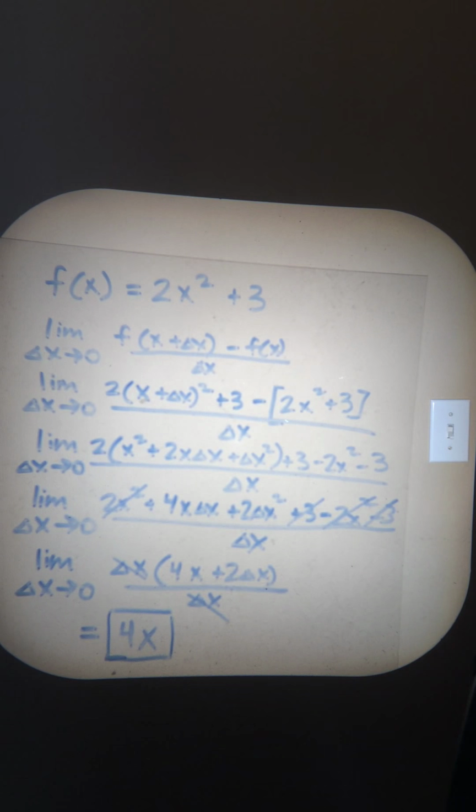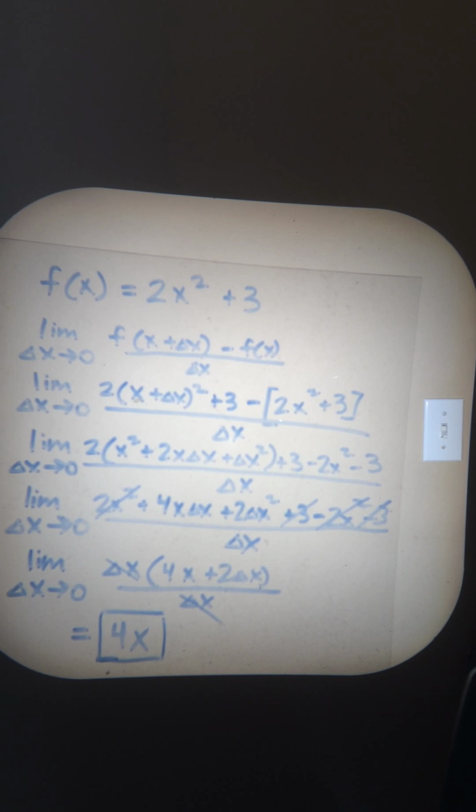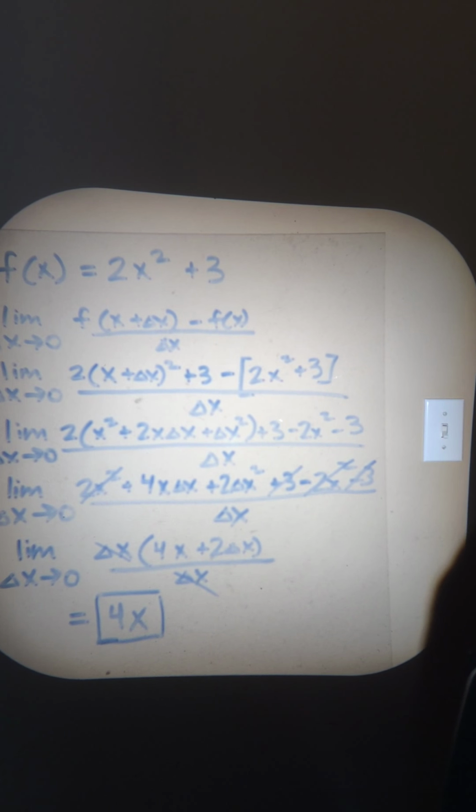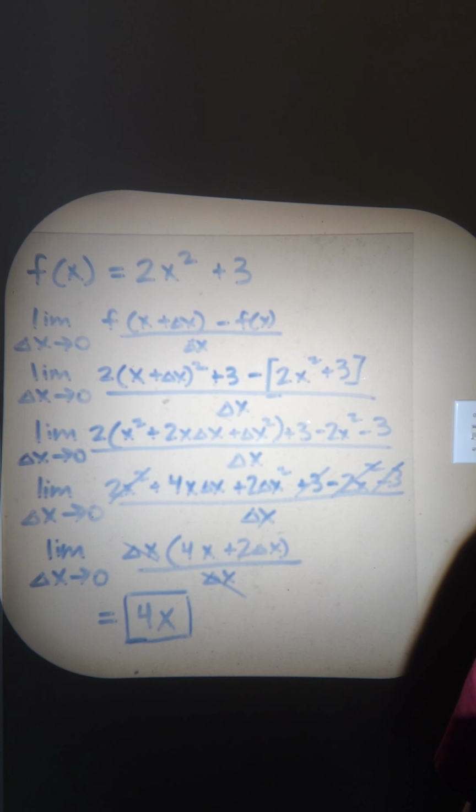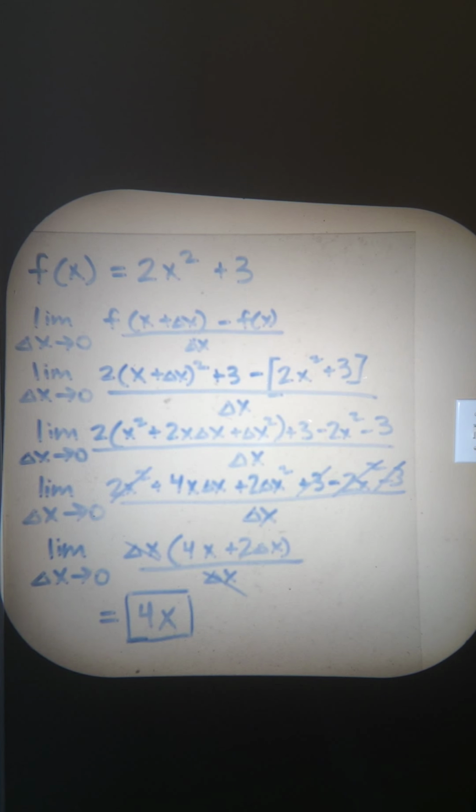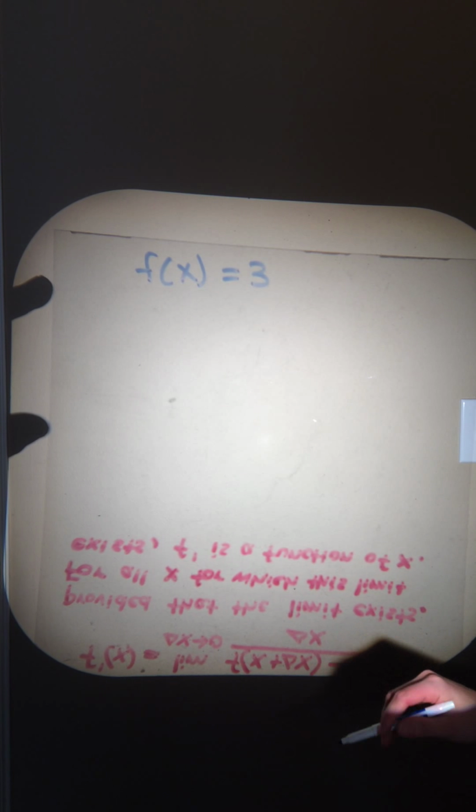Now we're going to take a look at one more example, which is, what if we have a constant? So what if we have f of x equals 3? If we visualize this on a graph, it is just a flat line with a slope of 0. So we're hoping that's what we're going to get. So let's try it with the definition.